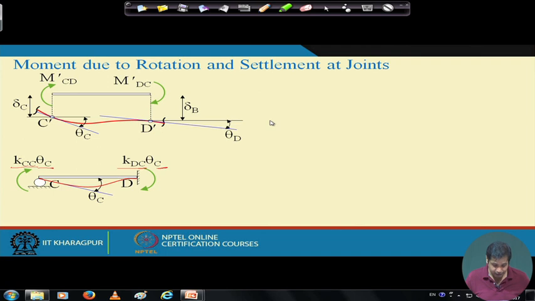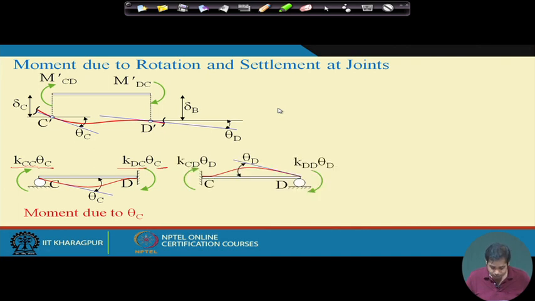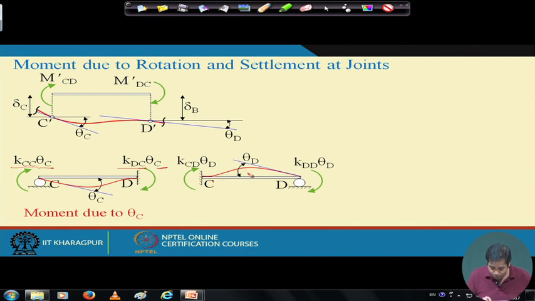Now next we take the contribution from theta d. The idea is we take the same beam and give a rotation at d, keeping other rotations and settlement 0. The moments are shown in clockwise fashion, and because of this clockwise moment the beam will deflect like this, the rotation at d taking place like this. So what would be the moment at c due to the rotation at d? This will be kcd into theta d, where kcd is the stiffness coefficient, the moment generated at c due to unit rotation at d. Similarly the corresponding moment at d will be kdd into theta d, and kdd is the moment generated at d due to unit rotation at d.